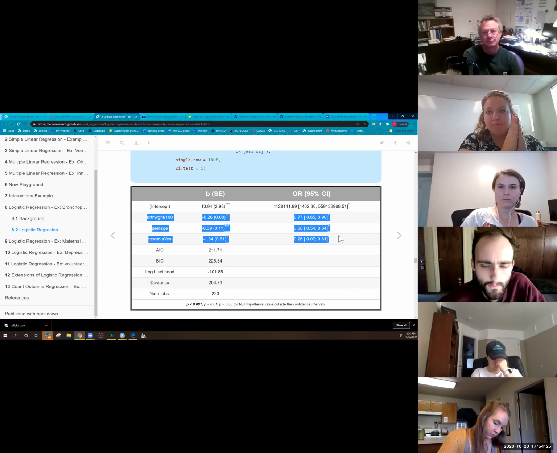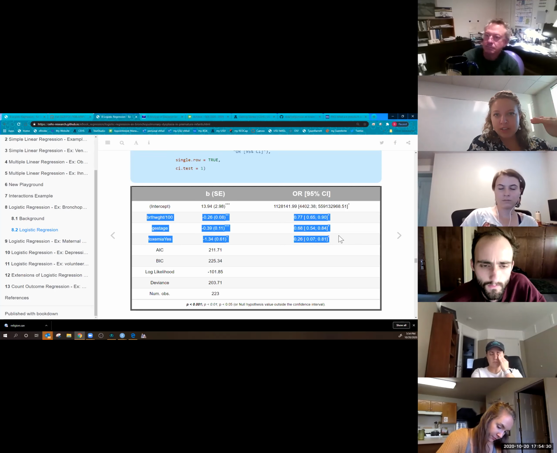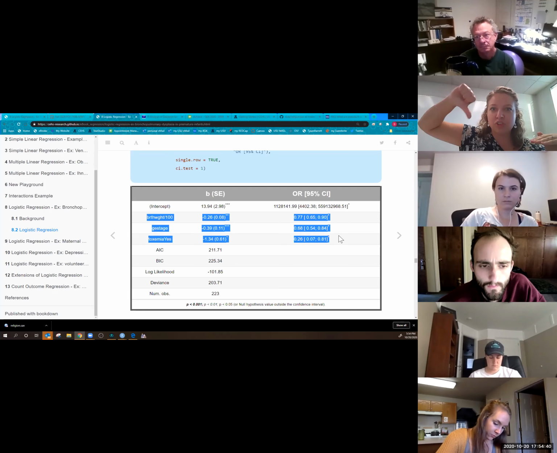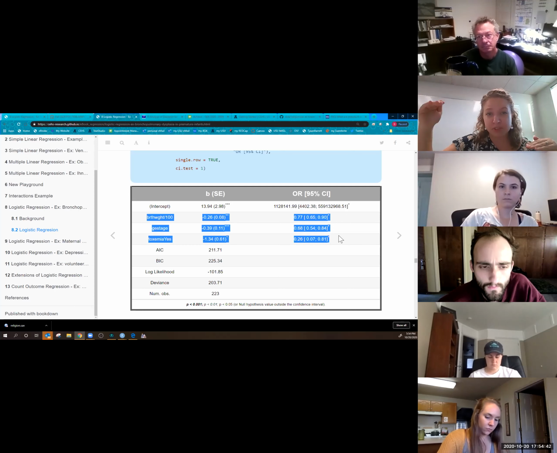So if a baby is 100 grams, so here's a baby's risk. What if we can keep it in long enough that it can gain 100 more grams? It goes down 23% of what would have been before. If we go up another 100 grams, it goes down another 23%. And you have to think multiplicative.